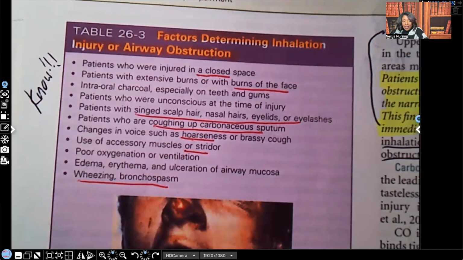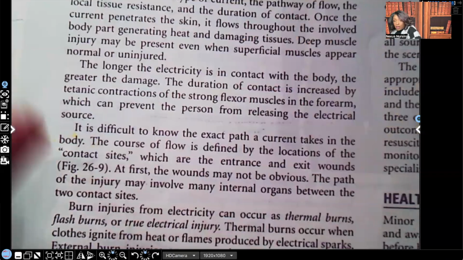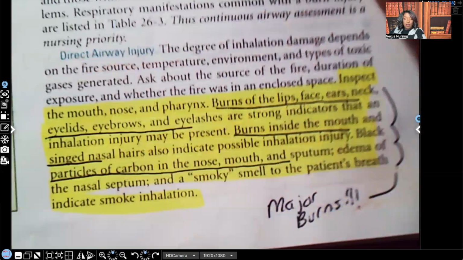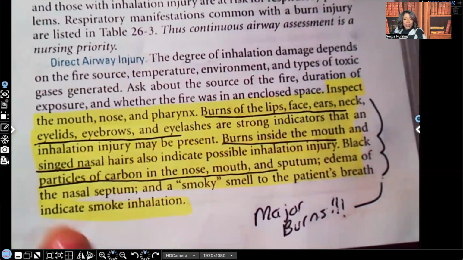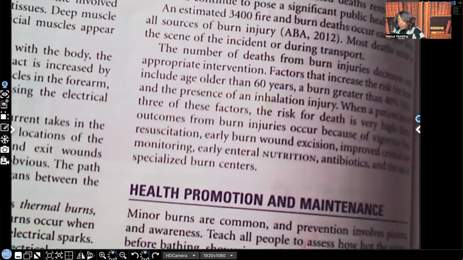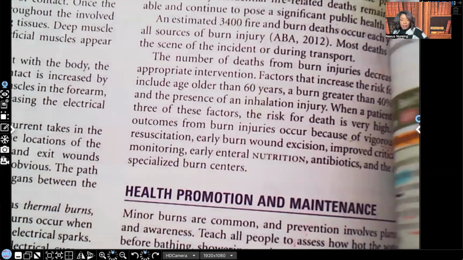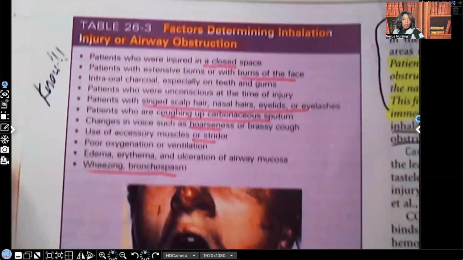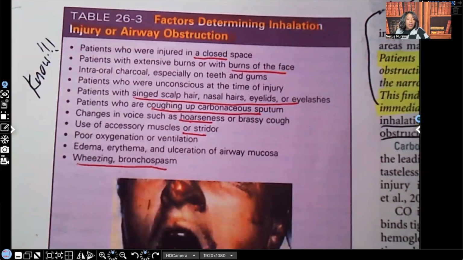Didn't they just tell us these signs and symptoms of smoke inhalation down here, right? They gave us all of these signs and symptoms, but on the very next page, the author found it appropriate to give it to us again. That means it's important for you guys to know.